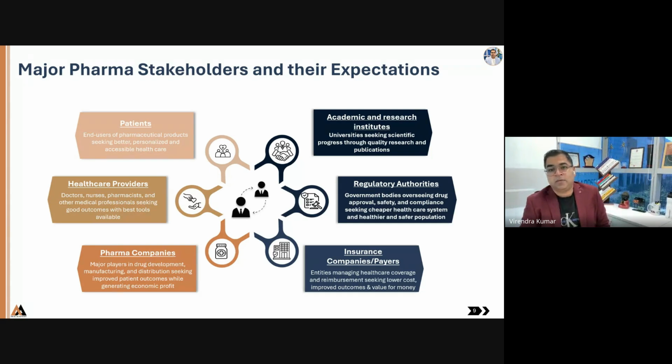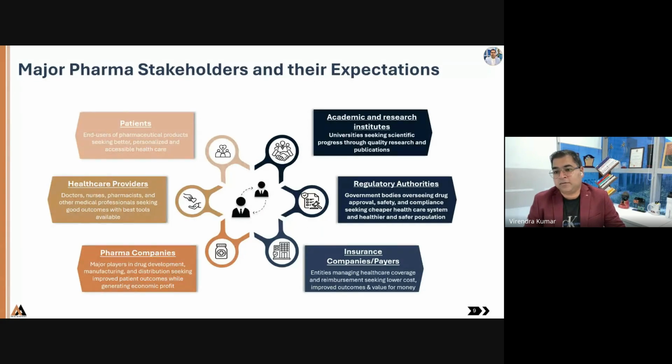What do they actually want? In general, just like any other industry, if I summarize, everybody wants cheaper, better, and faster products, solutions, and services. So what does it mean? If I start with cheaper, that means whatever new products we are developing need to have a relatively lower cost. Better means the product needs to be more efficacious, with better safety, and perhaps easy to use when it comes to convenience.